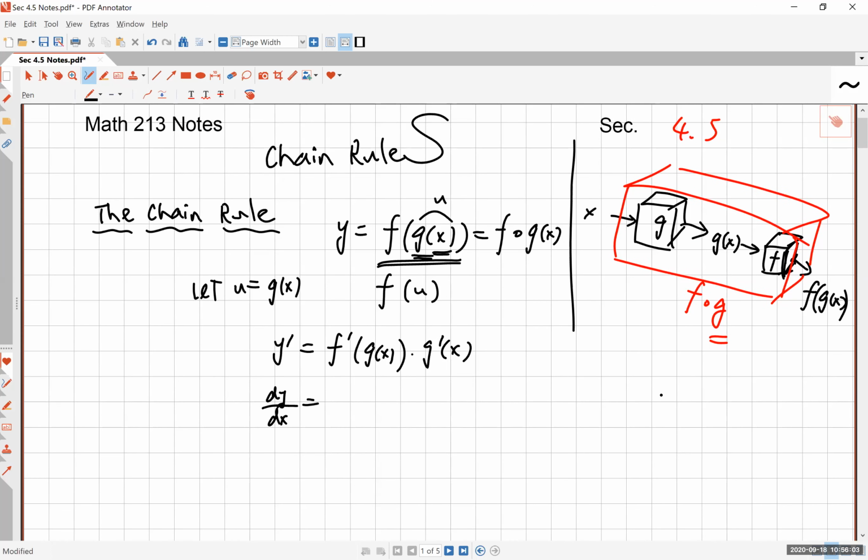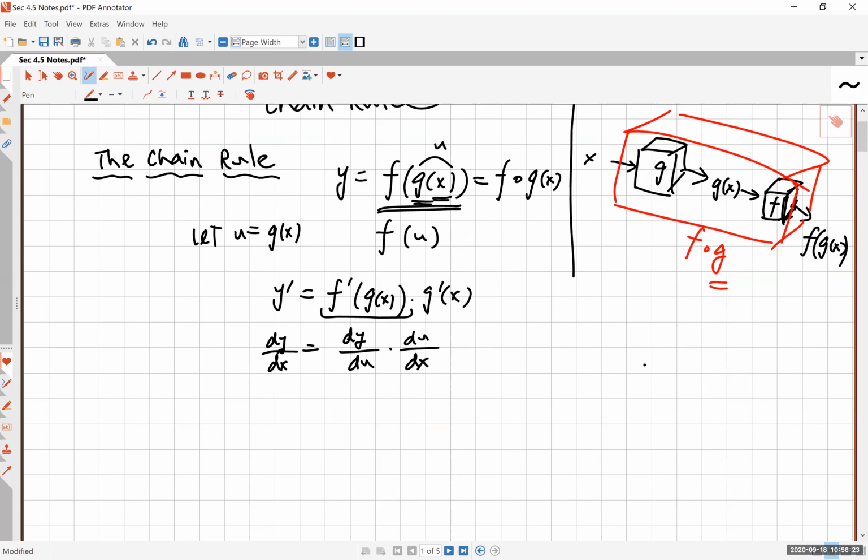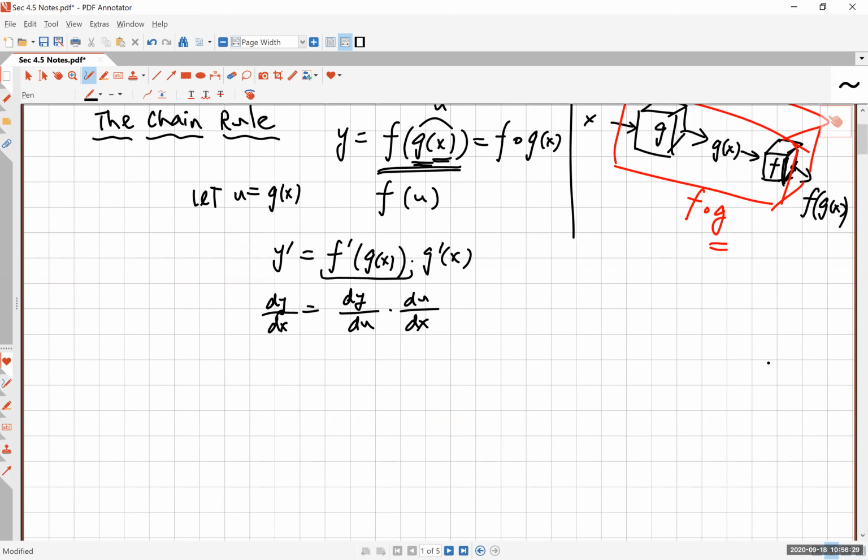It is equal to what? Well, the first part is actually dy/du, because y is basically f of u. So you take the derivative of y with respect to u, and then remember g prime is basically u prime, so it's du/dx. And if you write it this way, it looks almost like multiplication where the du's will cancel, right? Okay, so that's really what the chain rule is.